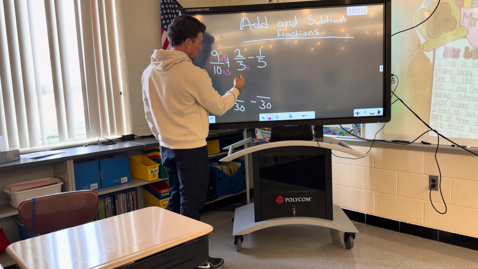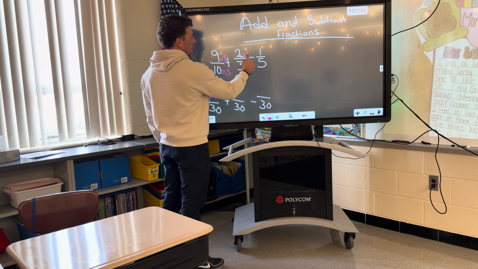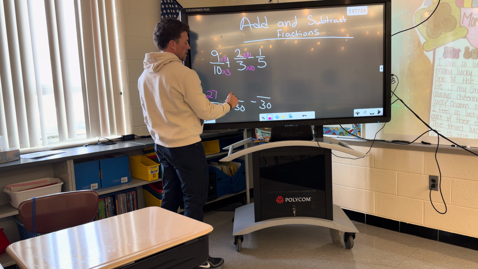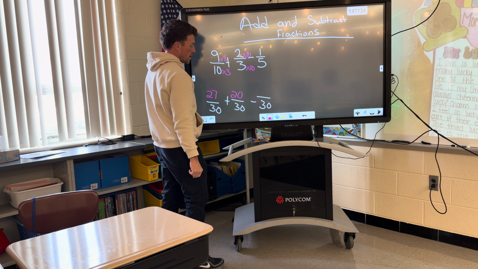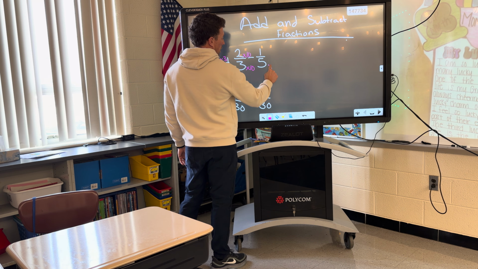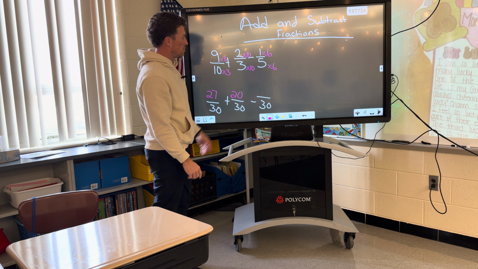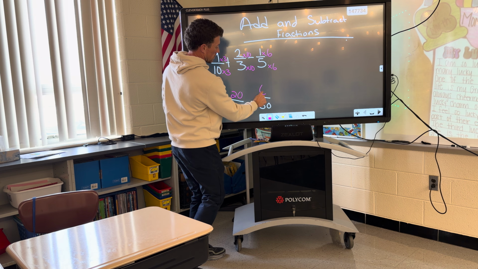How did I get from a 3 to 30? I had to multiply 3 times 10. Whatever you do on the bottom, you do on the top. So 2 times 10 is 20. And last, how did I get from a 5 to a 30? I had to multiply by 6. 5 times 6 is 30. Whatever you do on the bottom, you do on the top. 1 times 6 is 6.